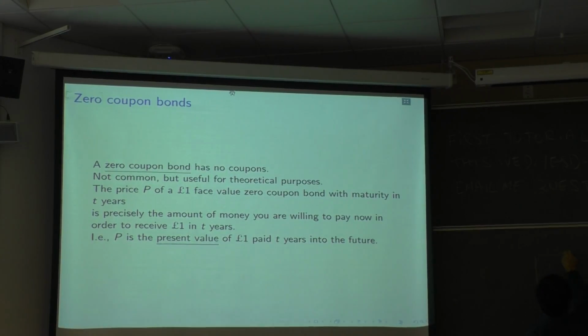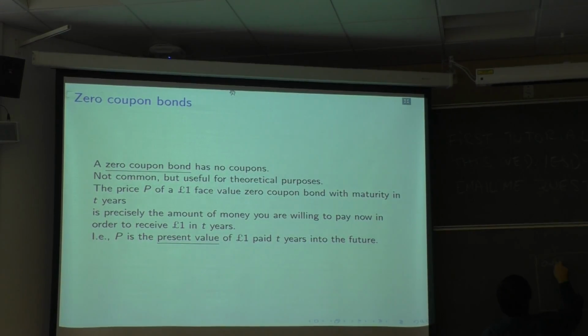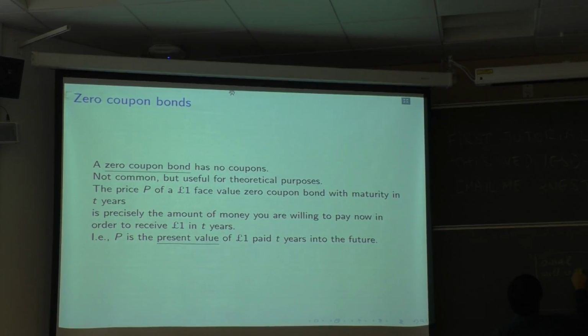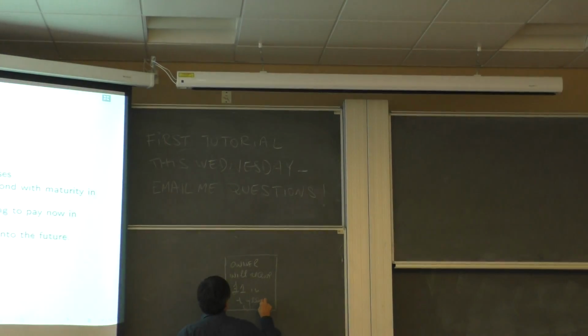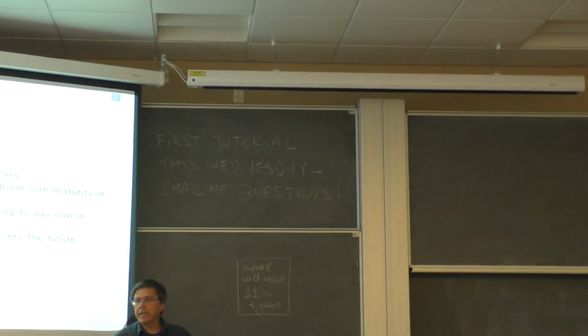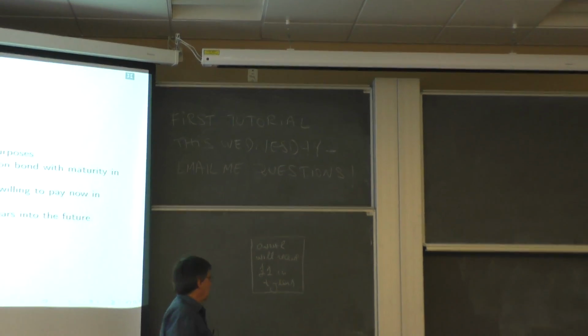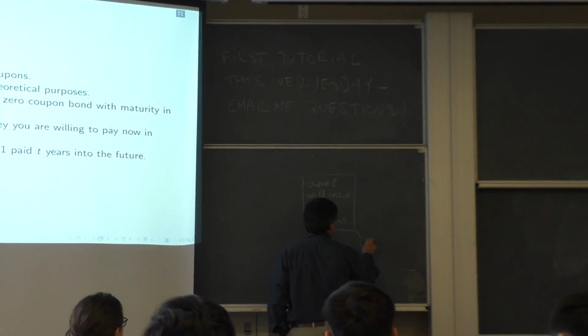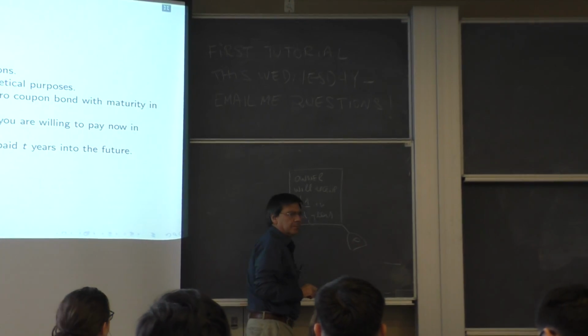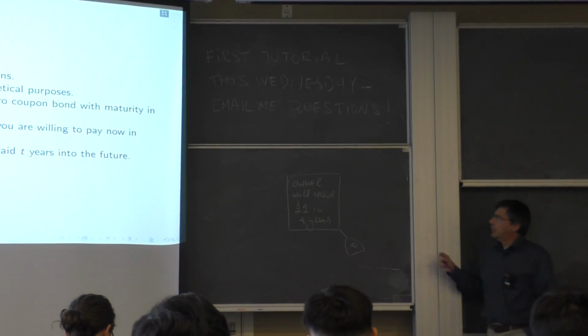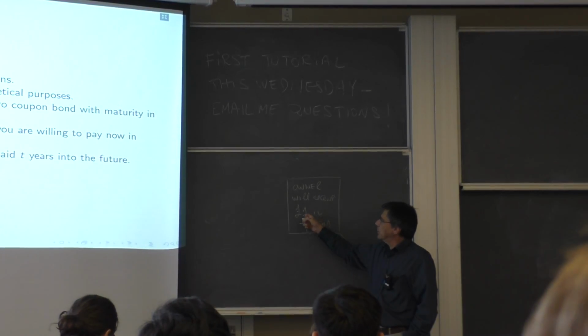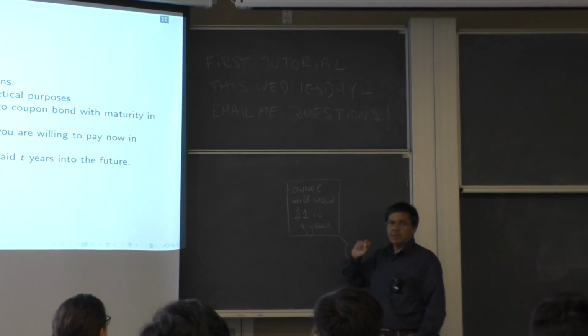So it's going to be something that looks like this. Owner will receive, say, £1 in T years. And then we say this is a valuable piece of paper. People pay money for this piece of paper. We call the price for this piece of paper P. And this is another way of referring to the present value of £1 paid in T years.